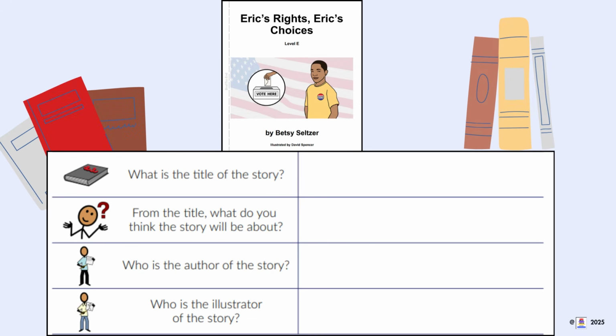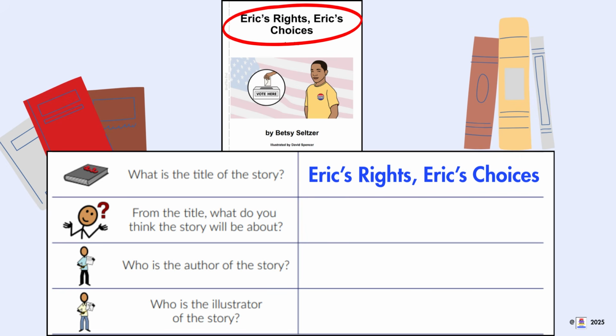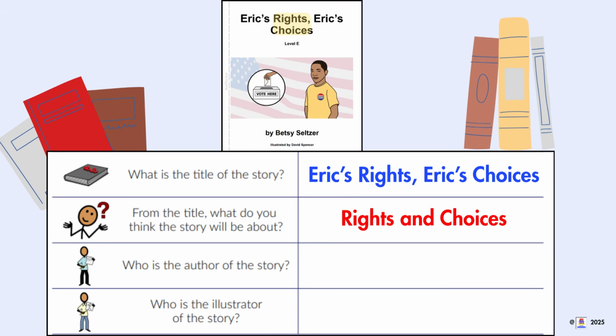Before we begin reading, let's take a moment to look at the cover of our story and make some connections together. First question: what is the title of the story? That's right. The title is Eric's Rights, Eric's Choices. Next question: from the title, what do you think this story will be about? Excellent. It's going to be about rights and choices, especially Eric's. The title gives us a big clue.